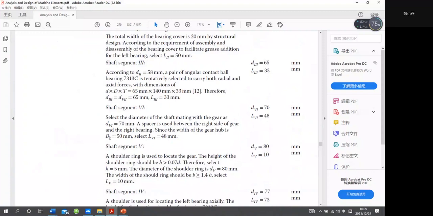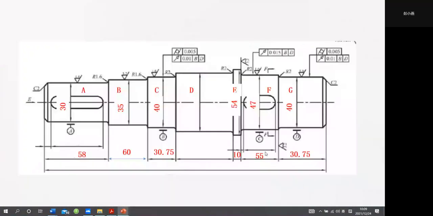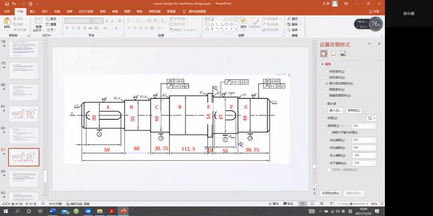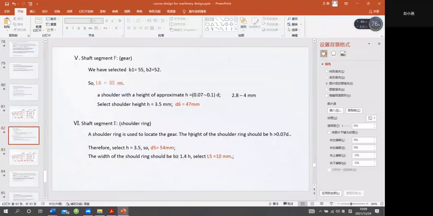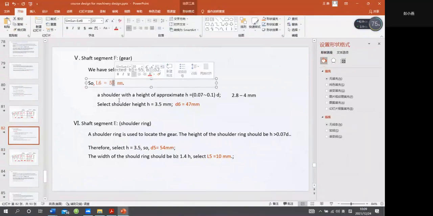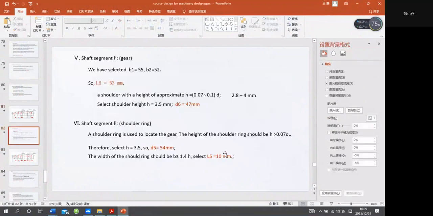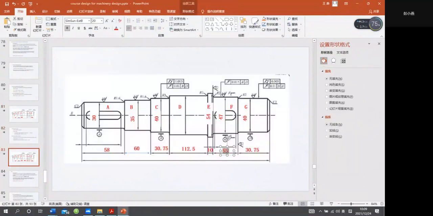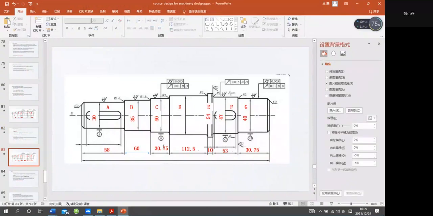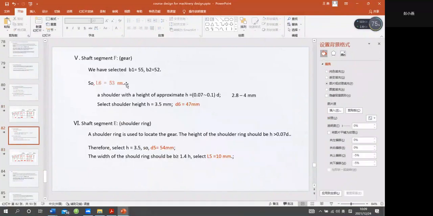You can select the length to be a little smaller than B. So here you can choose the length at 55, or you can choose the length a little smaller than this. You can choose it as 53. Okay. A little smaller than the width of the gear. Okay? 53.